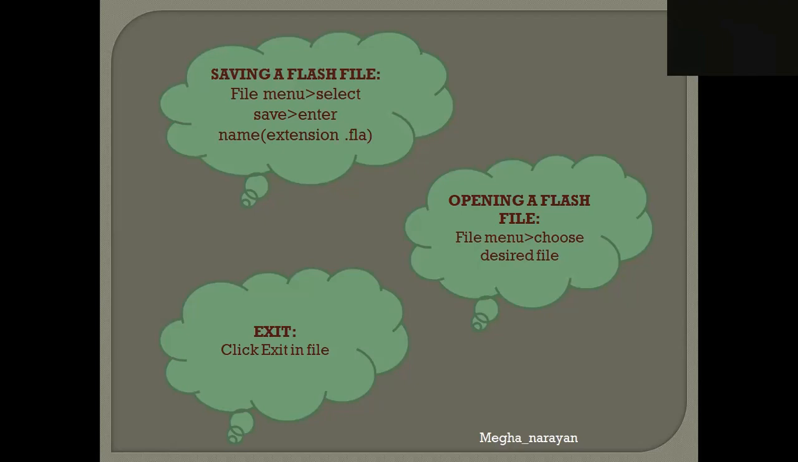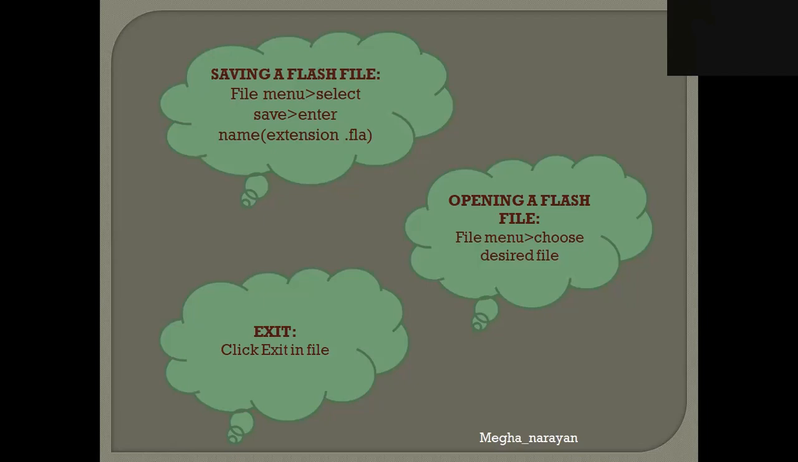How to open a Flash file? Simply go to the File menu and choose Open. Whichever file you need, you can click it and you will get the file automatically on the screen. Just like you open all your other documents, you will follow the same pattern for this also.